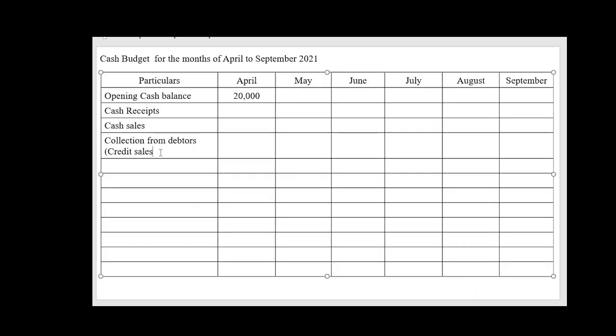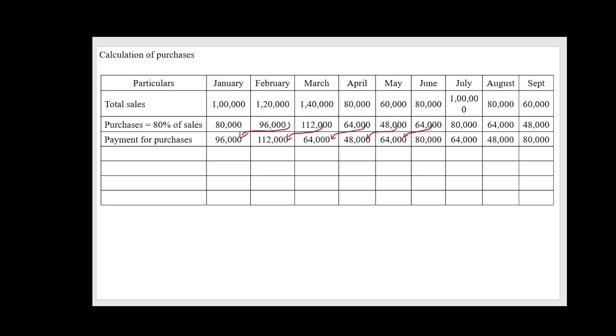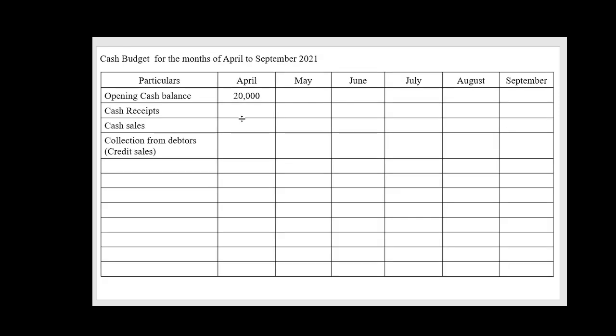So collection from debtors pertaining to credit sales. Where will we get this information? We have already made the calculations over here. So we don't want January, February, March because our cash budget is for April to September. So let us take these figures and put it in the cash sales part.